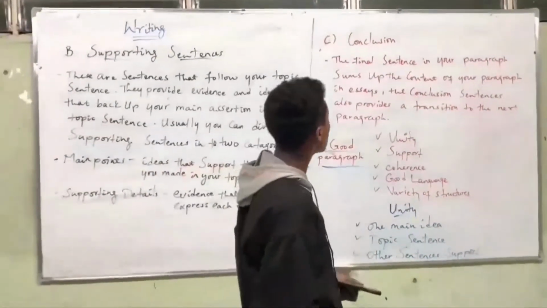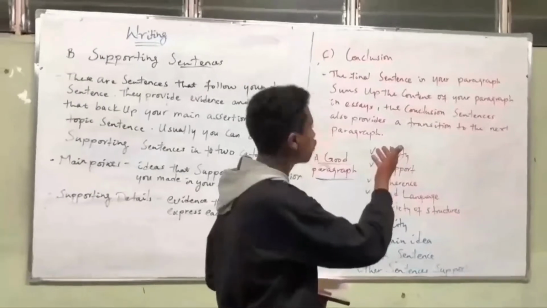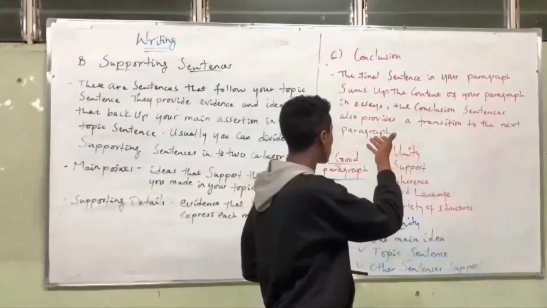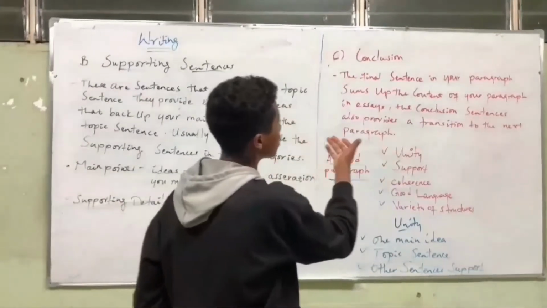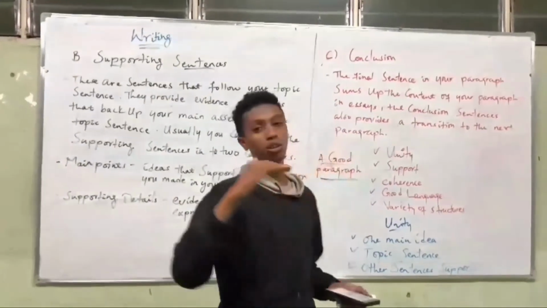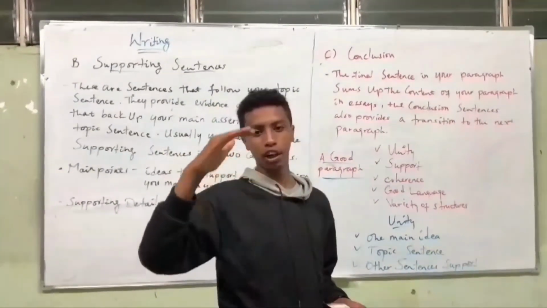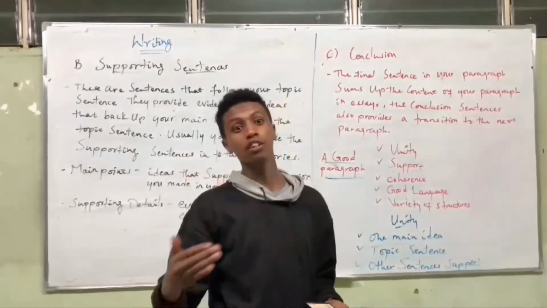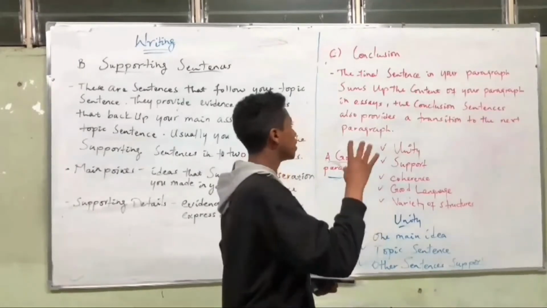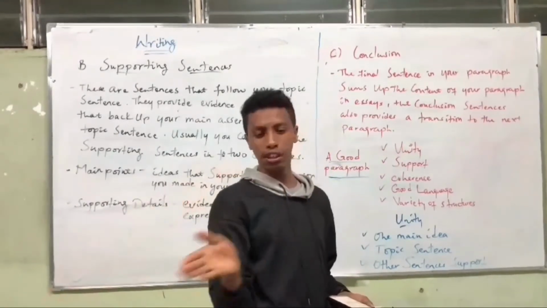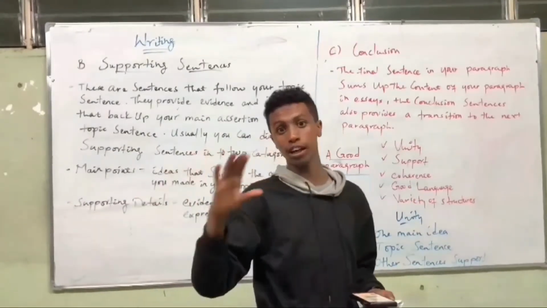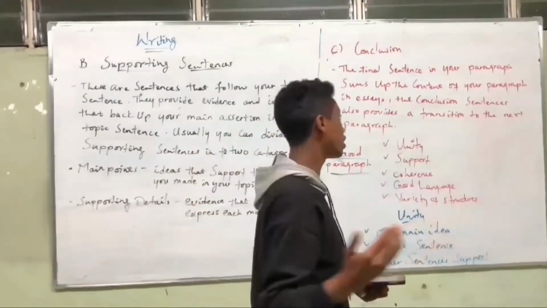It's the final sentence of the paragraph, sums up the content of your paragraph, and also provides a transition to the next paragraph. This is the part where we conclude the idea of the paragraph and proceed to the next one. If there is a second paragraph that is going to continue after the first, the conclusion finishes the points and the scope, closes the paragraph, and proceeds to the next one.